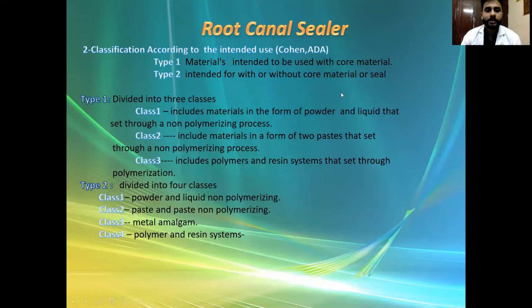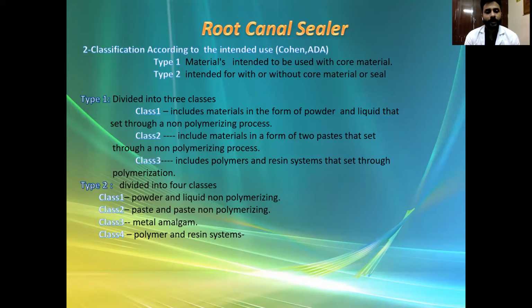Now, coming to classification according to the intended use, according to Cohen, type 1 is materials intended to be used with core material. Type 2 is intended for use with or without core material or seal. Type 2 is further divided into three classes. Class 1 includes materials in the form of powder and liquid that set through a non-polymerization process. Class 2 is two pastes that set through a non-polymerization process. And class 3 includes polymers and resin systems that set through polymerization.